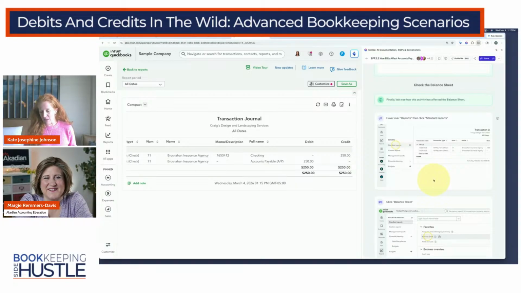But this is really deep in because we are learning T accounts right now. We've just put the T accounts for checking and accounts payable, and we've just drilled down into what journal entry is affecting those T accounts.